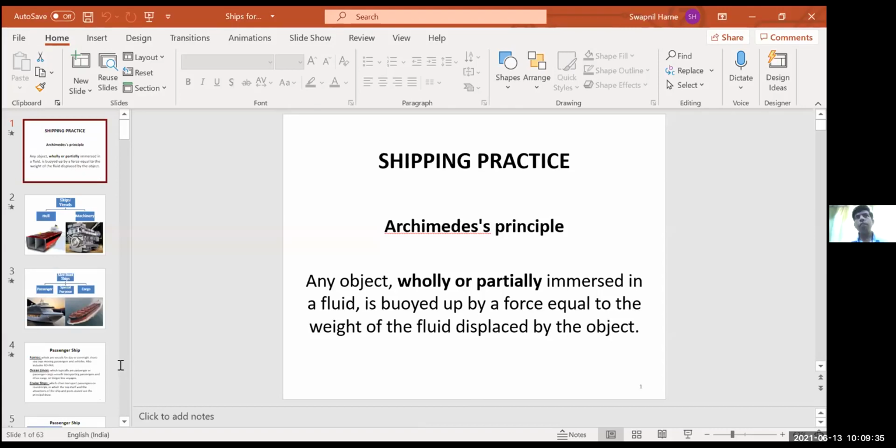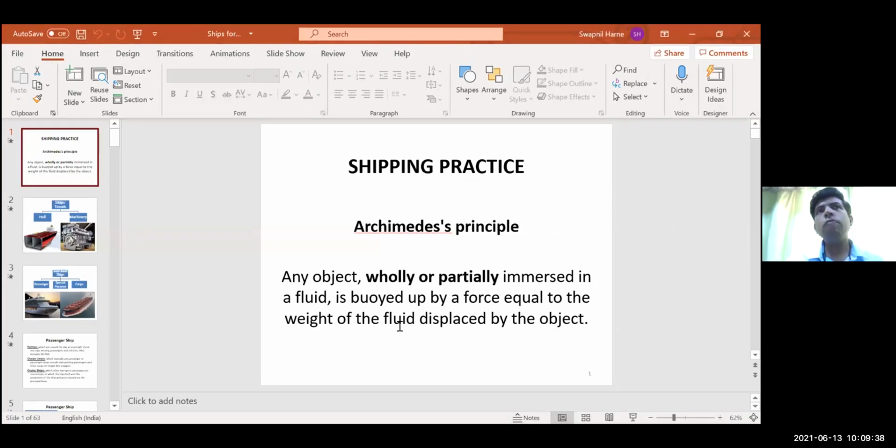And of course, why the ship floats is because of the force of buoyancy. You have a force of gravity, and to float a particular object on a fluid, what you need is a force of buoyancy, which will act exactly in the opposite direction of the force of gravity. Understood? When the force of gravity and the force of buoyancy strike a balance, at that point your object starts floating in the fluid. So this is one thing.